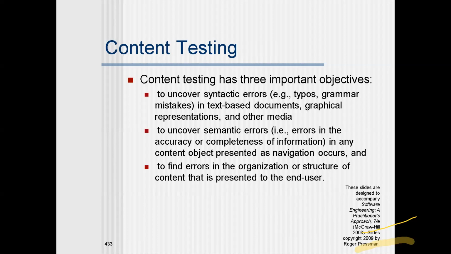So first is the content testing. Content testing has three important objectives. As I told you, the syntax of the content is very, very important. Next, the semantics of the content is also important. Semantics is not only about correctness, but the completeness of information is also required.